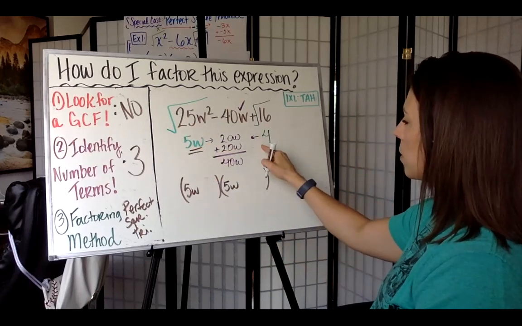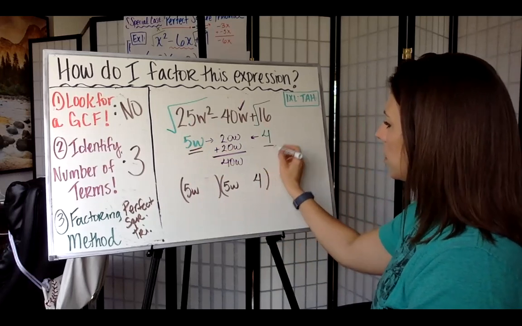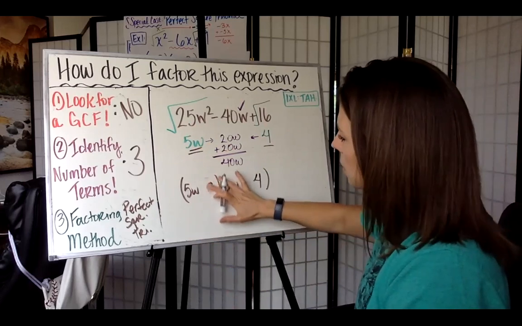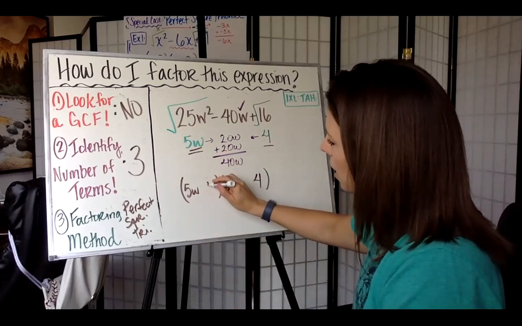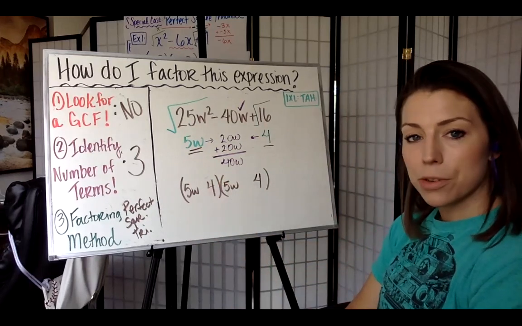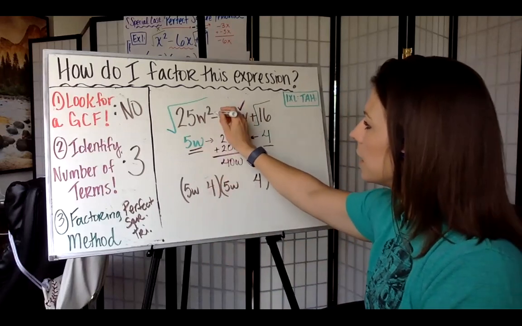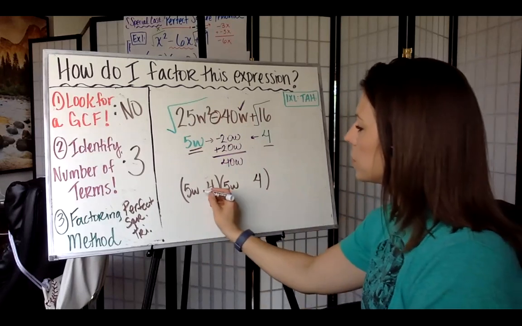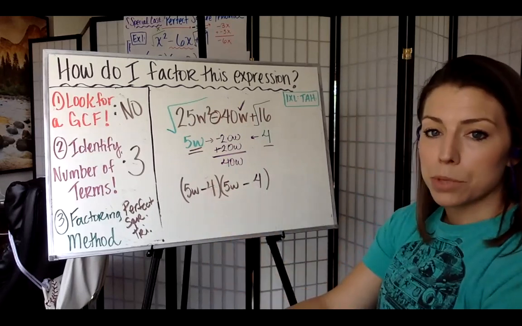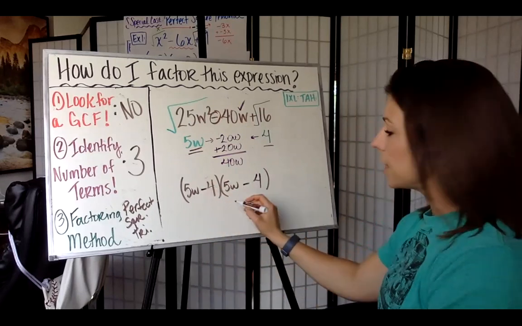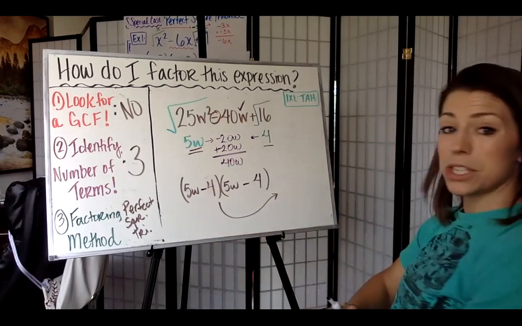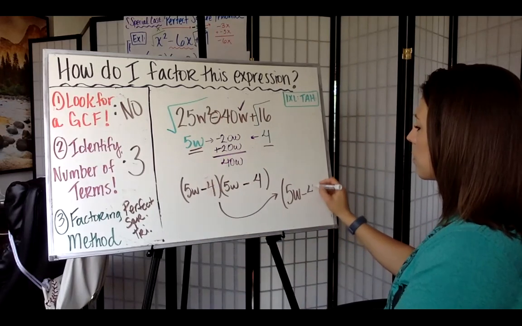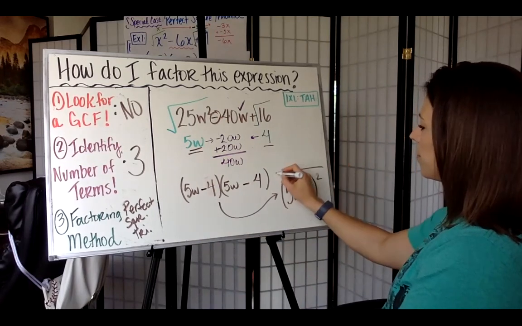Second term is going to be the square root of the last term, which is 4. Then we ask ourselves, positive or negative, plus or minus? Well, the middle term is negative, which means both of these actually have to be negative, which means our binomials contain subtraction. Now, you could leave it like this, but your future Algebra 2 teachers are going to want you to simplify that to 5w minus 4 squared.